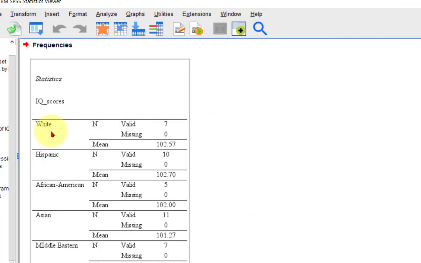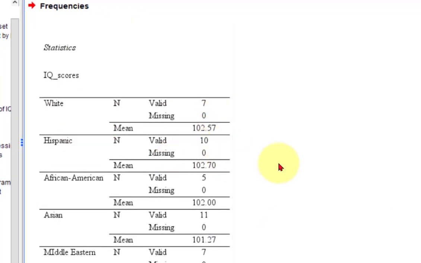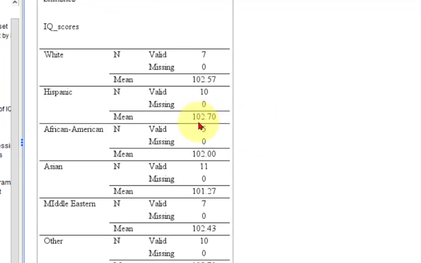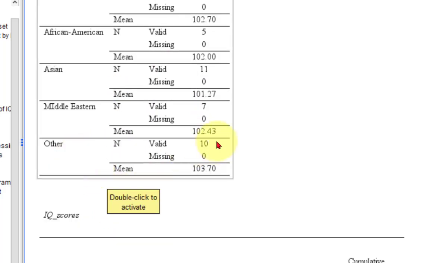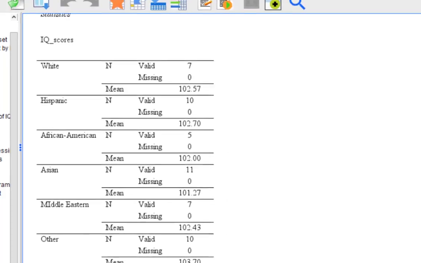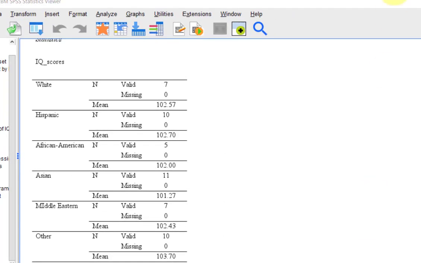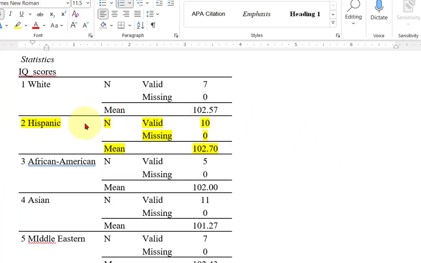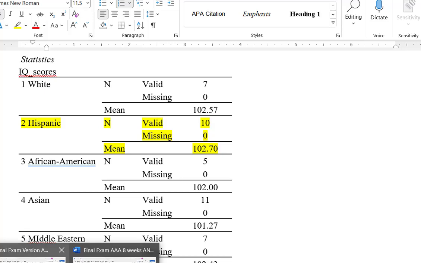So there's the white IQ, Hispanic IQ, which is the one we want, 102.7. But it's got them all: African American, Asian, Middle Eastern, and other. Got that? So it's 102.7. Again, there's the answer for Hispanic IQ scores, only Hispanic. Okay, next problem.